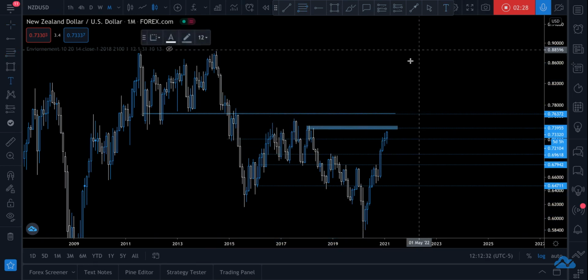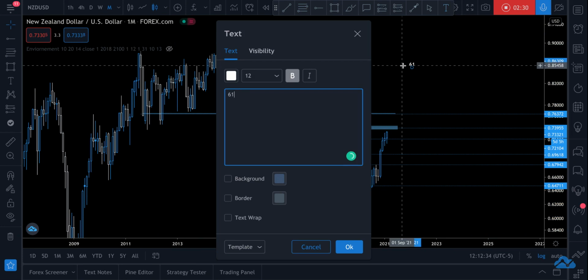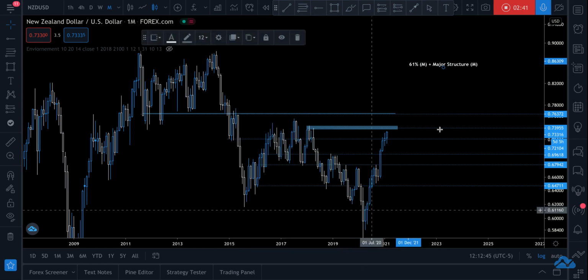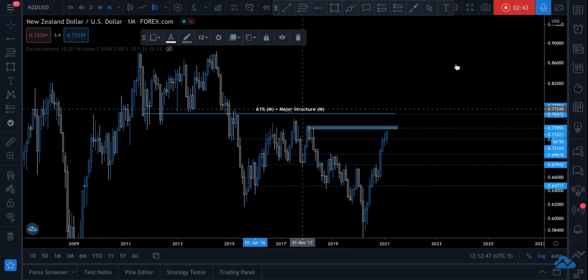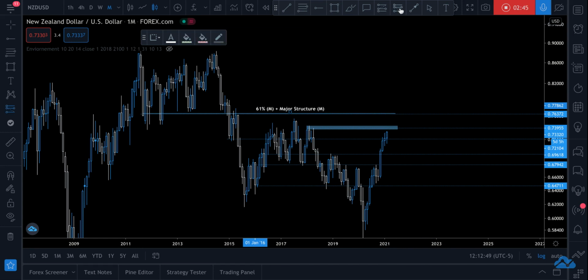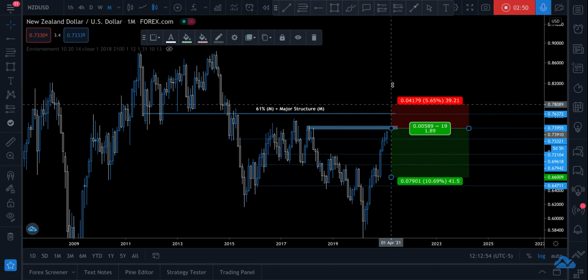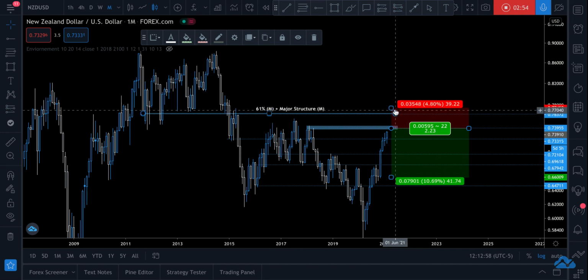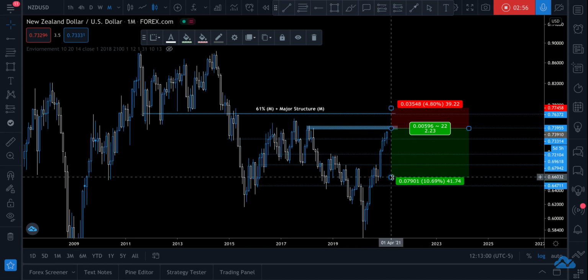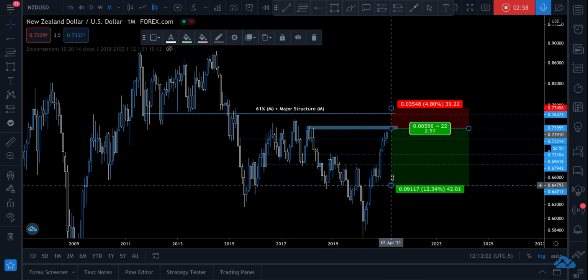So what we're going to do is we're going to mark out two areas right here. So we got the 61 plus major structure, and this is also on the monthly. And we're going to throw that here. But what we're going to be looking for is a short, actually. And so we're going to throw up our little fibs up here, our stop loss up here, giving us some breathing room. And then also we're just going to be going down towards.